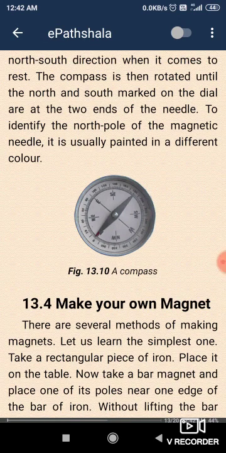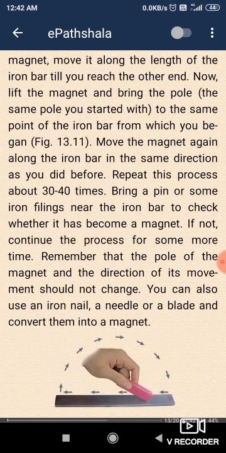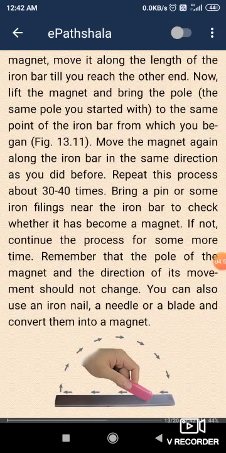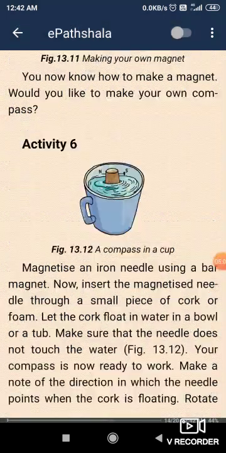Students, now make your own magnet. There are several methods of making magnets. Let us learn the simplest one. Take a rectangular piece of iron and place it on the table. Now take a bar magnet and place one of its poles near one edge of the bar of iron. Without lifting the bar magnet, move it along the length of the iron bar till you reach the other end. Now lift the magnet and bring the same pole you started with to the same point of the iron bar from which you began.